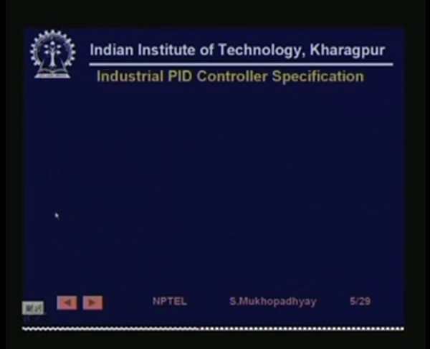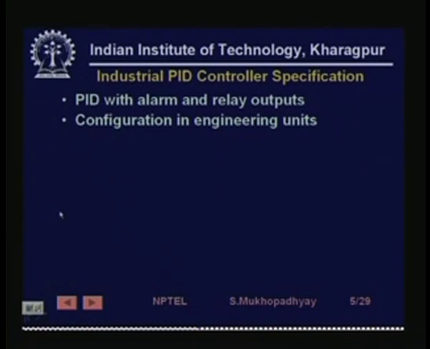So, let us first look at an industrial PID controller specification. This is a very typical specification. This one is adapted from a Honeywell PID controller. Honeywell is a very standard company, very well known company in the field of process control. So, we have several features. First, it says that you have PID with alarm and relay outputs.